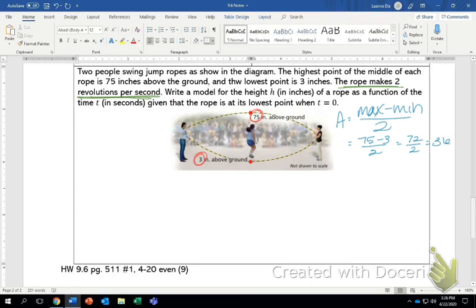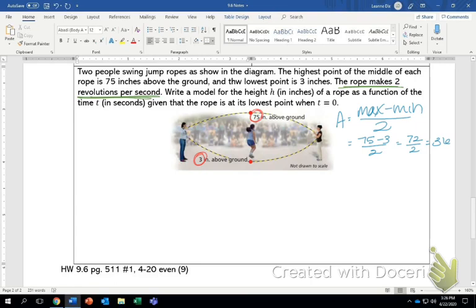So here we have a rope making 2 revolutions per second, but I don't want 2 revolutions. I only want 1. So that means if I have 1 revolution, I would have to divide my second by 2. Right? I would have to halve it, because I'm halving my 2 revolutions. So half of 2 revolutions is 1, which is what I want. Half of 1 second is 1/2 of a second.